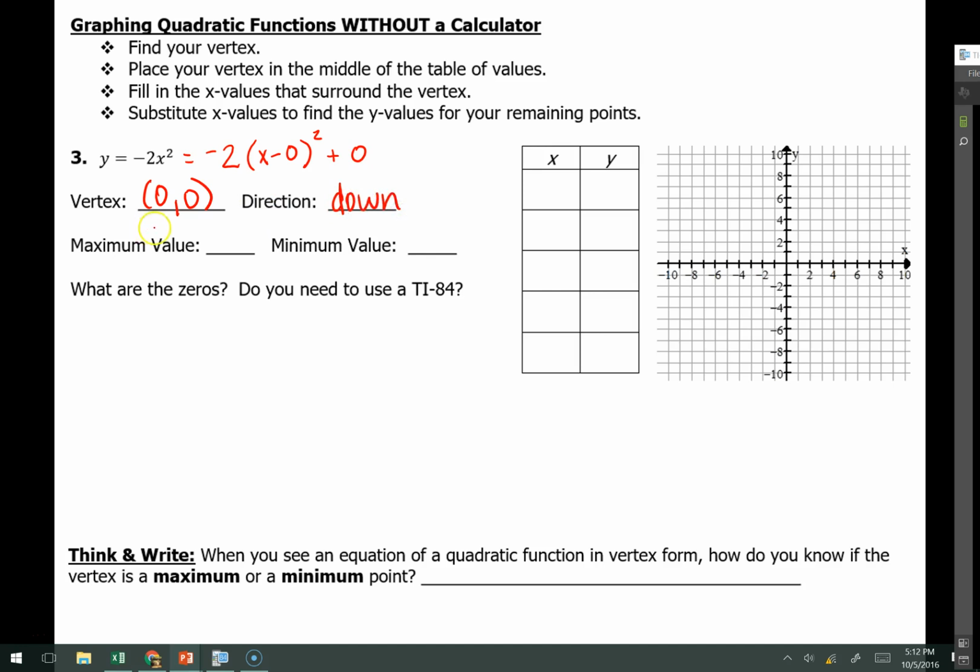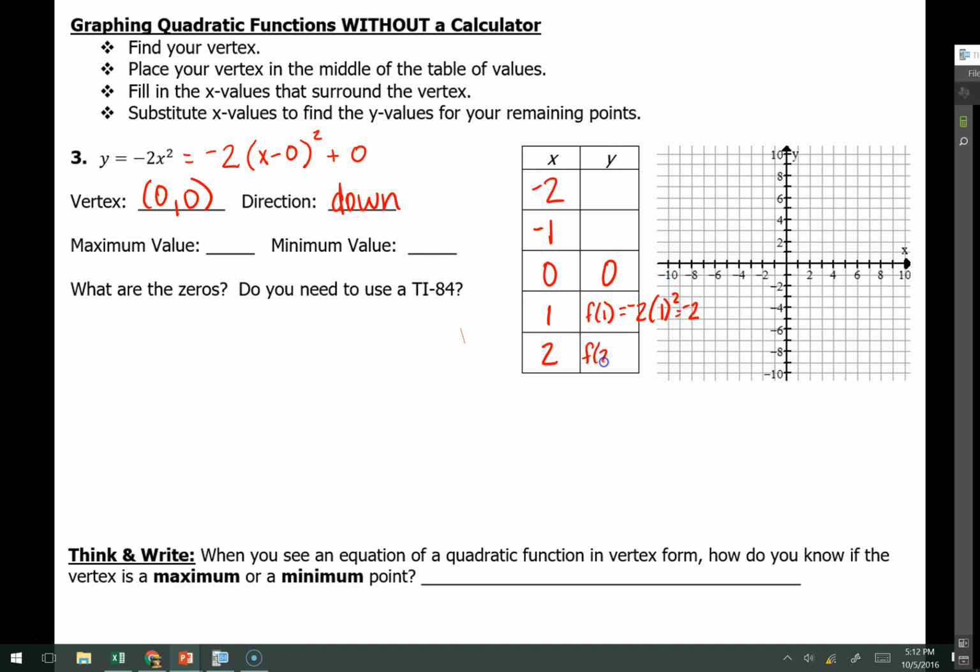Let's go ahead and get this table done so that we can graph now. So I'm going to put my vertex in the middle because that's always where it goes. And then I'm going to pick some numbers close by. So I'm going to look at 0, 1, and 2. And on the other side, I'm going to look at -1 and -2. So let's put 1 in and evaluate our function. F of 1 is -2 times 1 squared. 1 squared is 1. 1 times -2 is -2.